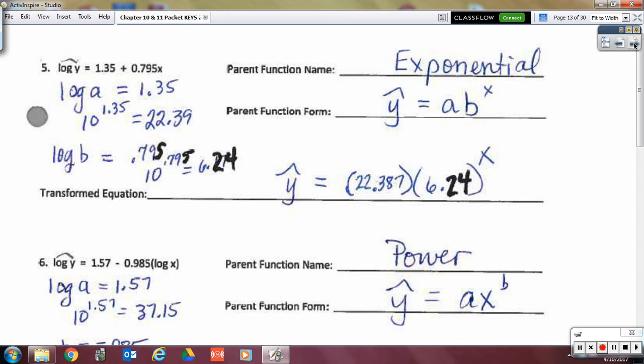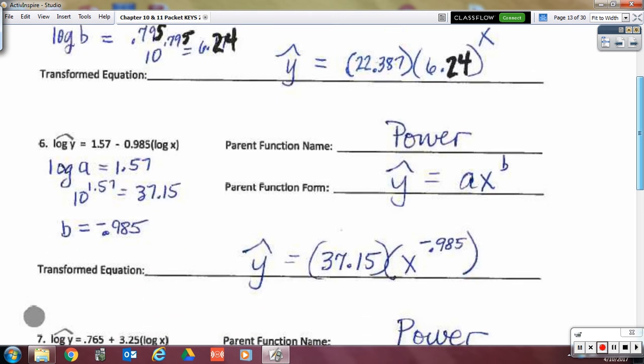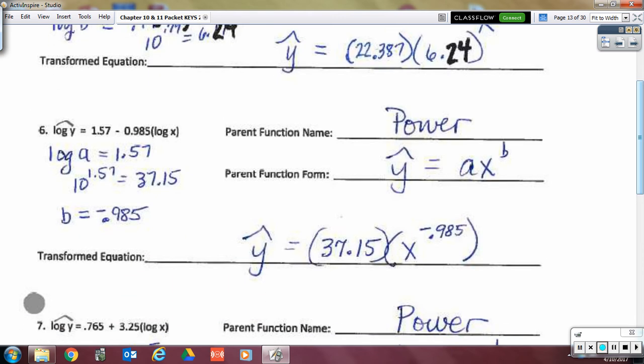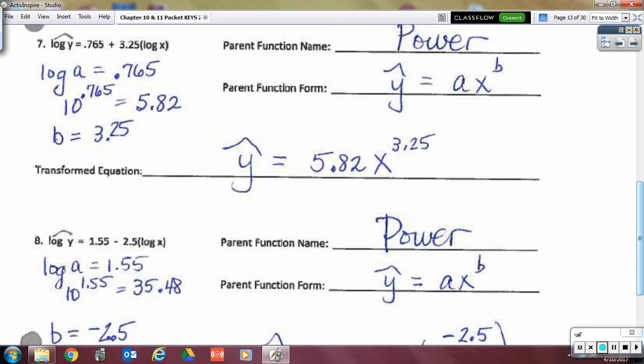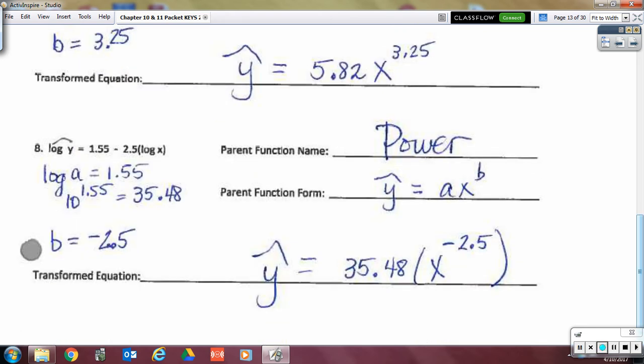Number 5 was exponential, 22.39 times 6.24 to the x. 6 is power. Predicted y is 37.15 times x to the negative 0.985. Okay, so making sure that you are noticing the negatives. Don't forget that. And then number 7 and 8. 7 is predicted y is 5.82 x to the 3.25, and predicted y is 35.48 x to the negative 2.5, because that was a negative slope. All right, questions there? Yes, ma'am.